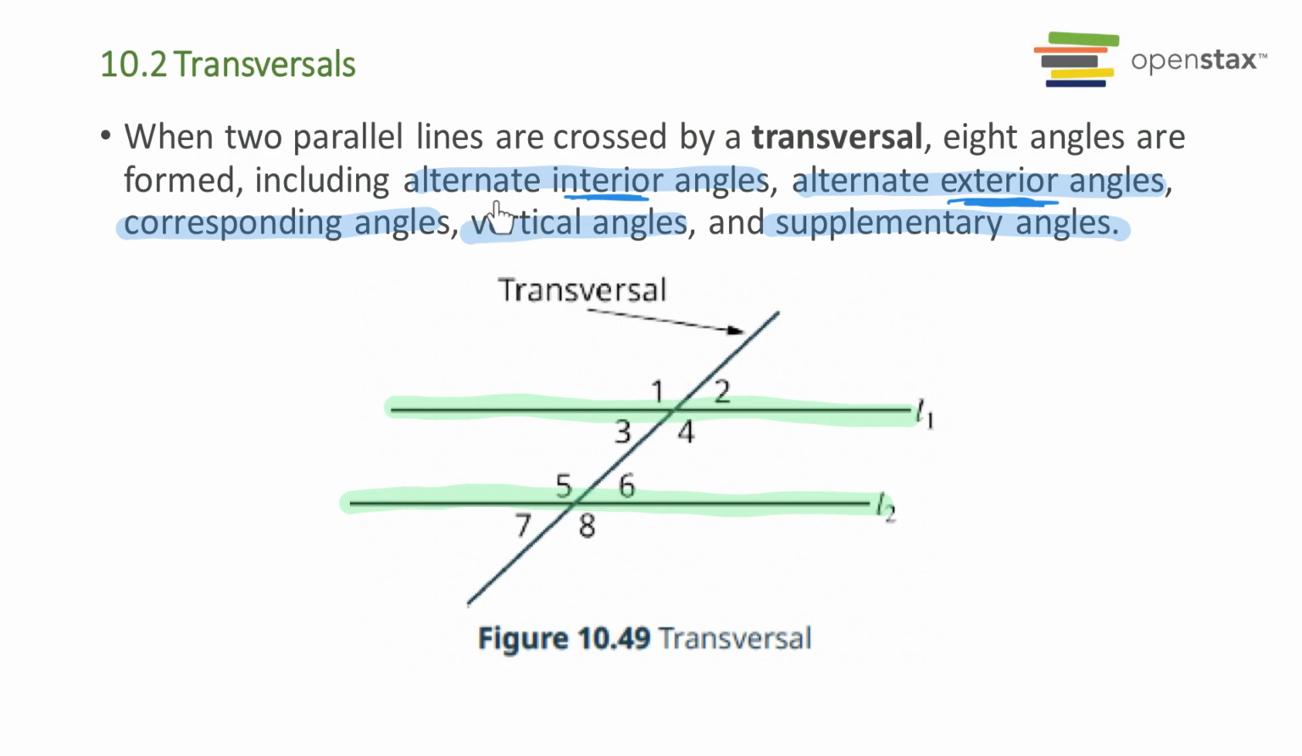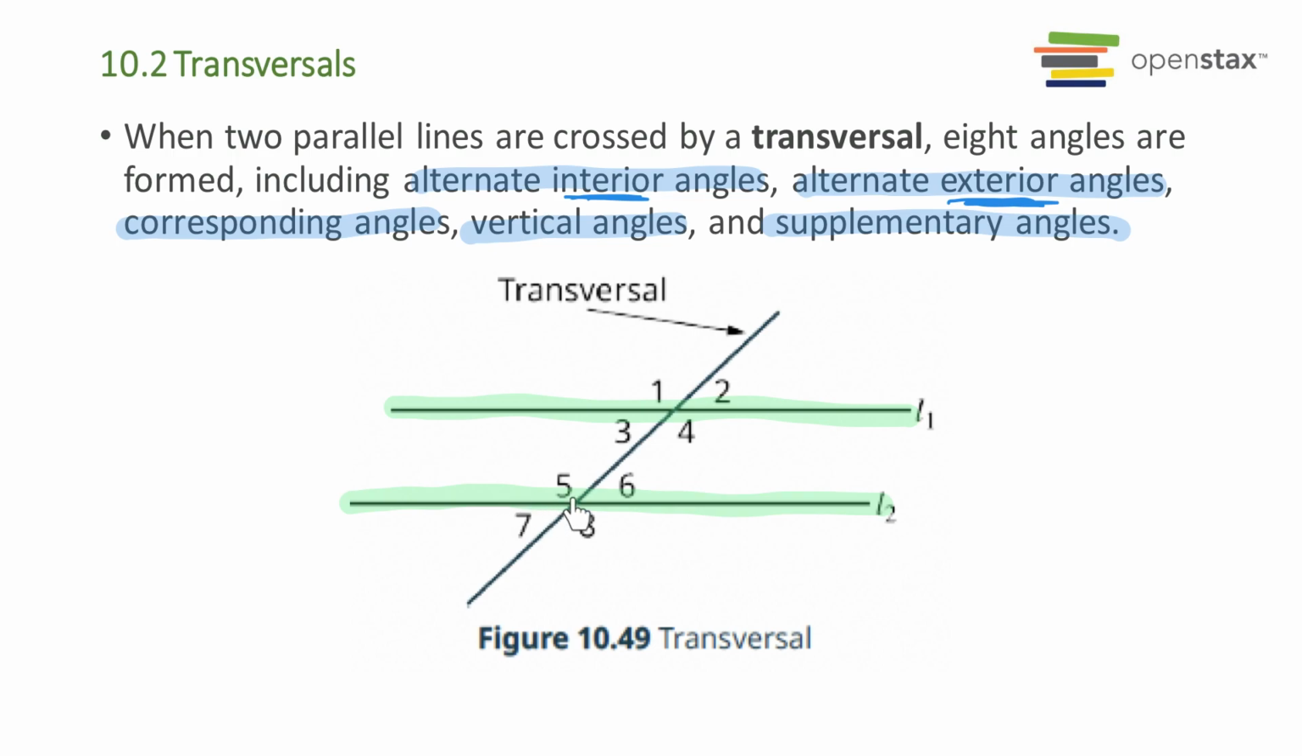Let's look at alternate interior angles. 3, 4, 5, and 6 are the interior angles. 3 and 6 are the alternate interior angles. And if you look at the way this is drawn, it makes a Z, and 3 and 6 are actually equal to each other. So these are alternate interior angles, and they're equivalent. So 3 and 6 have the same measure. 4 and 5 have the same measure, right? Because they are also alternate interior angles.